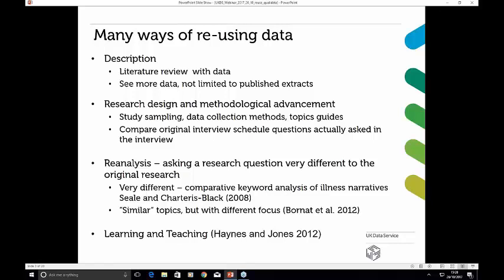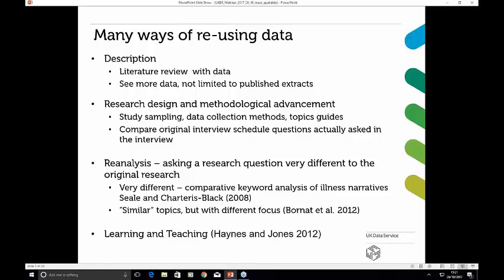Another type of reuse is called reanalysis, which looks at the wide range of approaches you can take in the analysis of a data set. This usually means asking a different kind of research question from what the original researchers were trying to do. So for example, Clive Seale and Charteris-Black did a study using comparative keyword analysis of illness narratives.